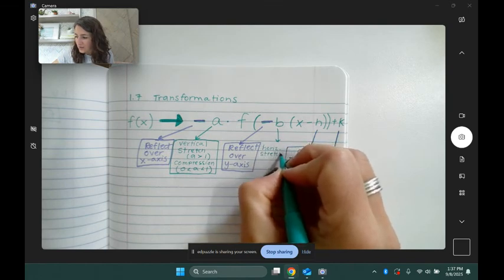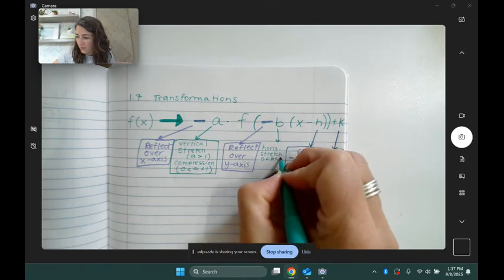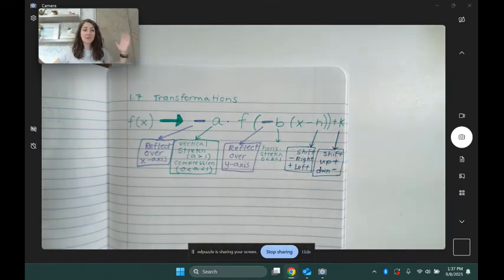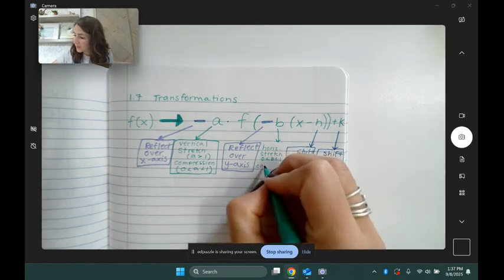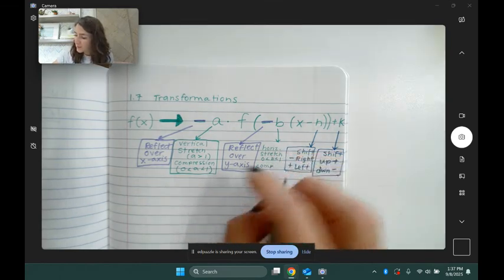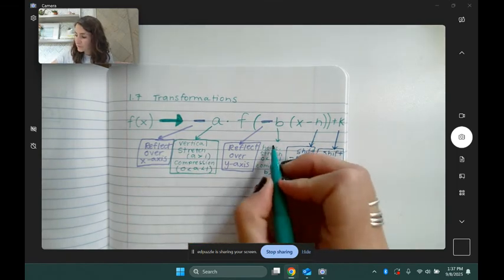So it's a stretch if B is between 0 and 1. And then if it's a compression, that will pull this graph closer to the y-axis. It's going to be when B is bigger than 1. So it's kind of the opposite from vertical.